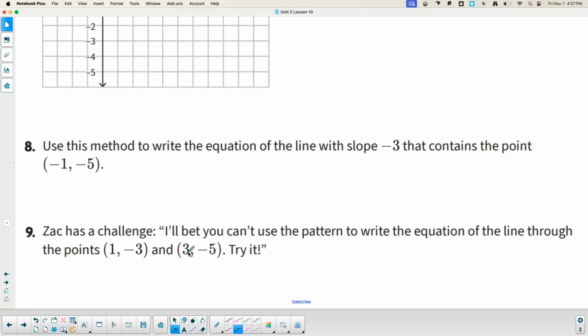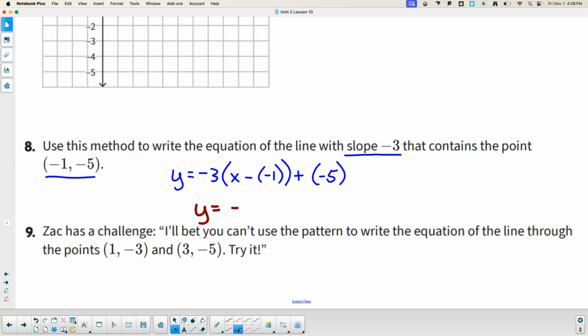Question number 8. We have the slope. It's -3. We have the point, -1 comma -5. So that's going to be y equals -3 times the quantity x minus -1 plus -5. So we write that nice and pretty in math speak.